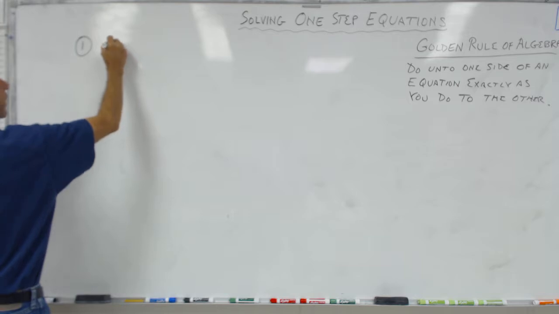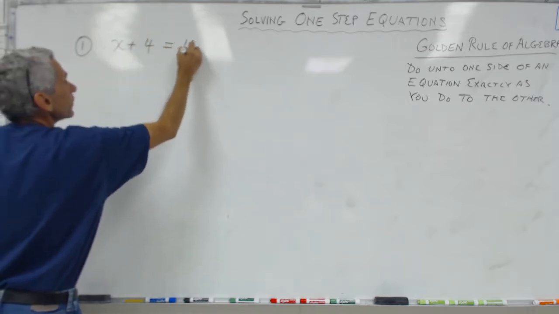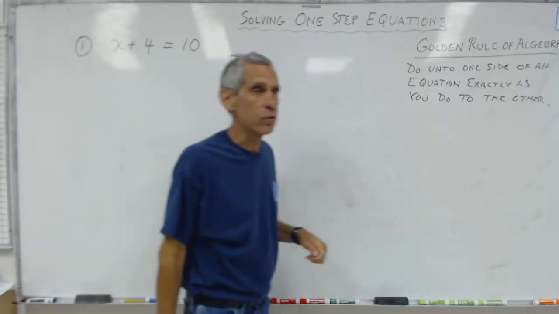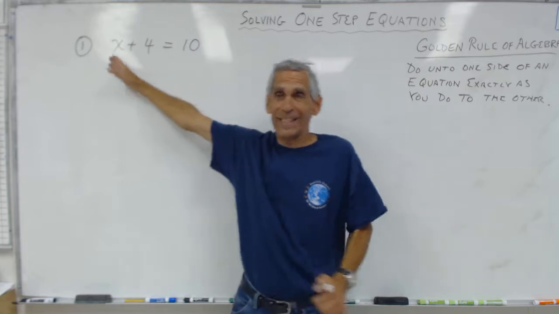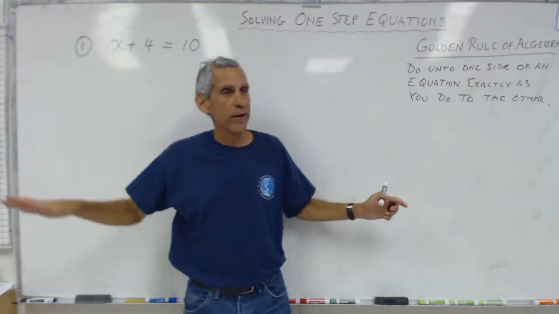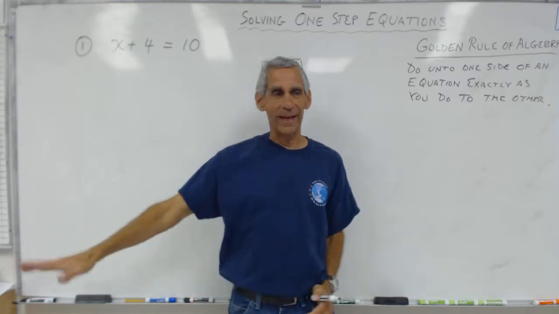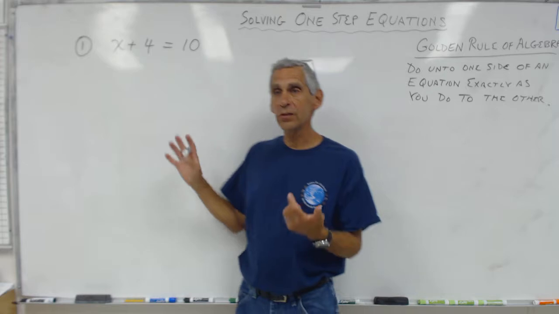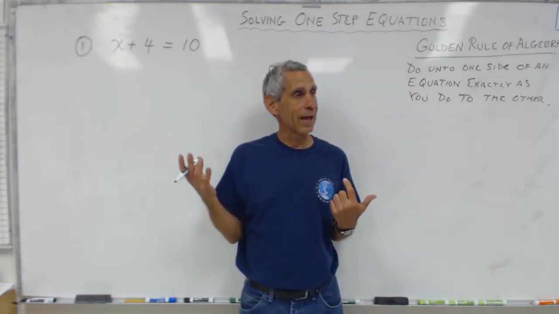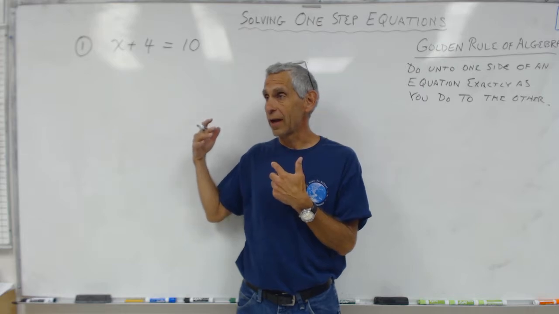Let's say we have x plus 4 equals 10. And of course, now this is where everybody goes, oh, I know what it is. X is 6, right? Okay, so we know x is 6. Okay, we have that out of the way. X, we got it. We got the answer. Now let's talk about the process. The process. What do you do to get x, to find the value of x?